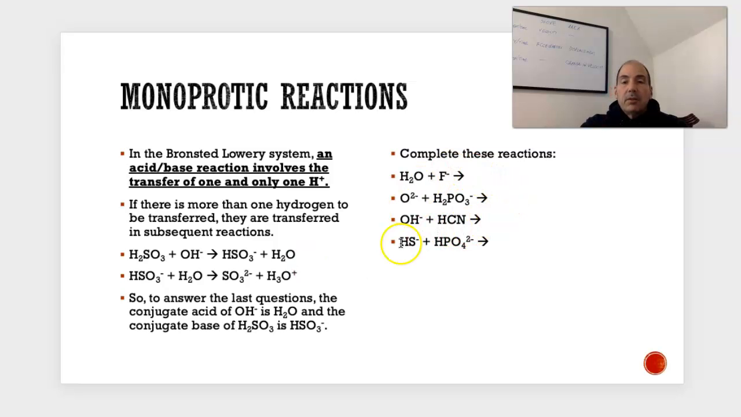Okay? So I want you to take a minute and try these 4 reactions. See if you can figure out what the products would be for these. So you need to figure out which one is the acid, because the acid is going to be giving the hydrogen. The base is going to be accepting that hydrogen. All right? Pause it if you need to. Let me finish this out.